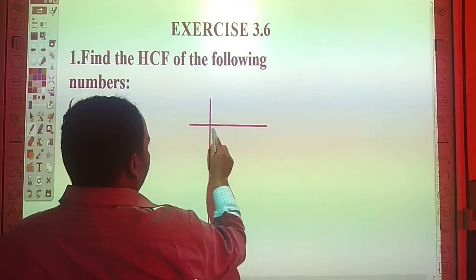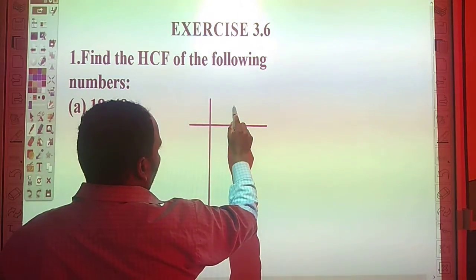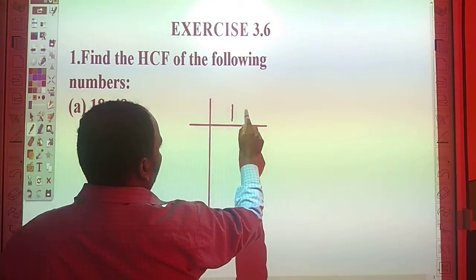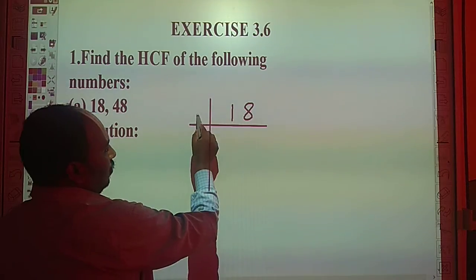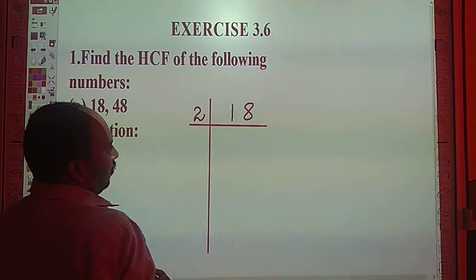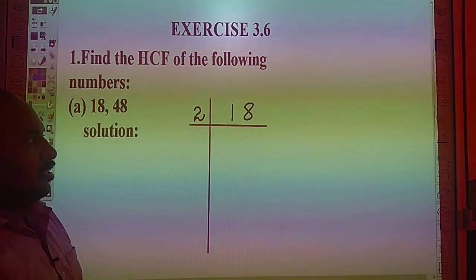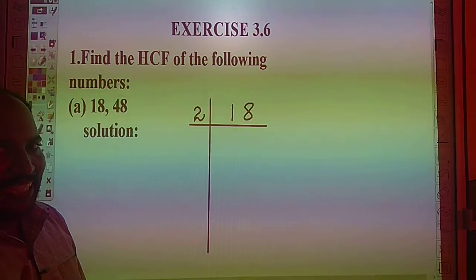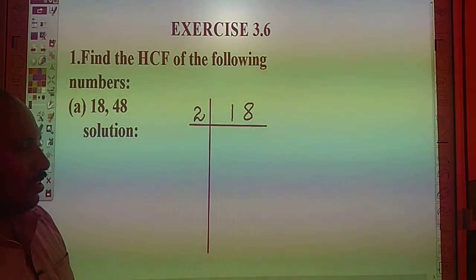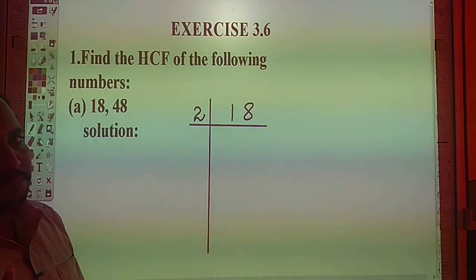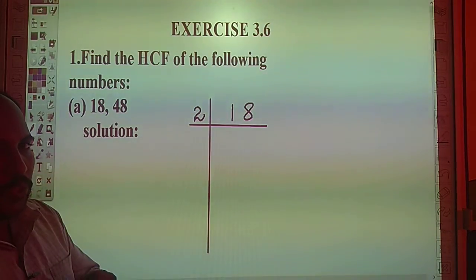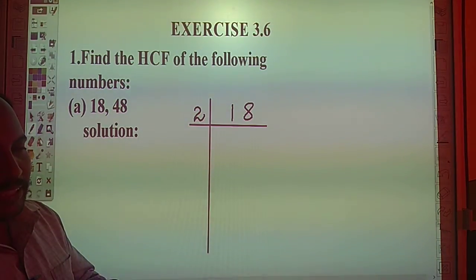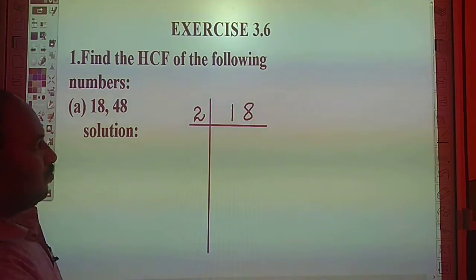First number, 18. Prime factorization means we divide the number by prime numbers only. Prime numbers means the numbers divisible by 1 and itself. That means 2, 3, 5, 7, 11, and so on.